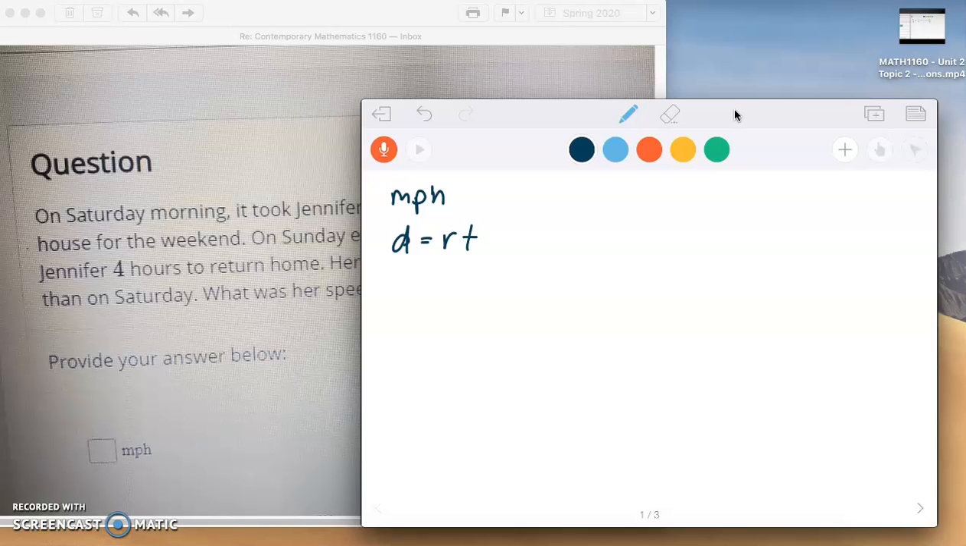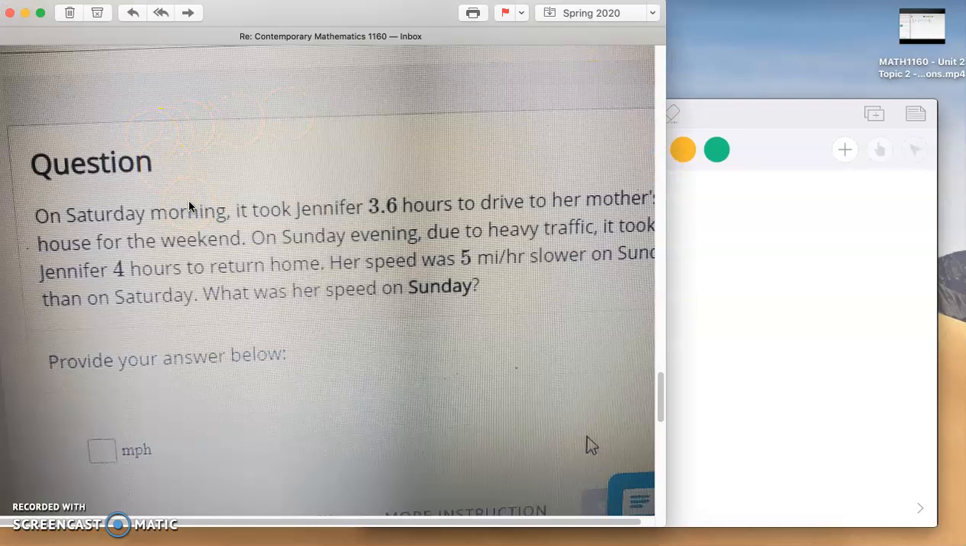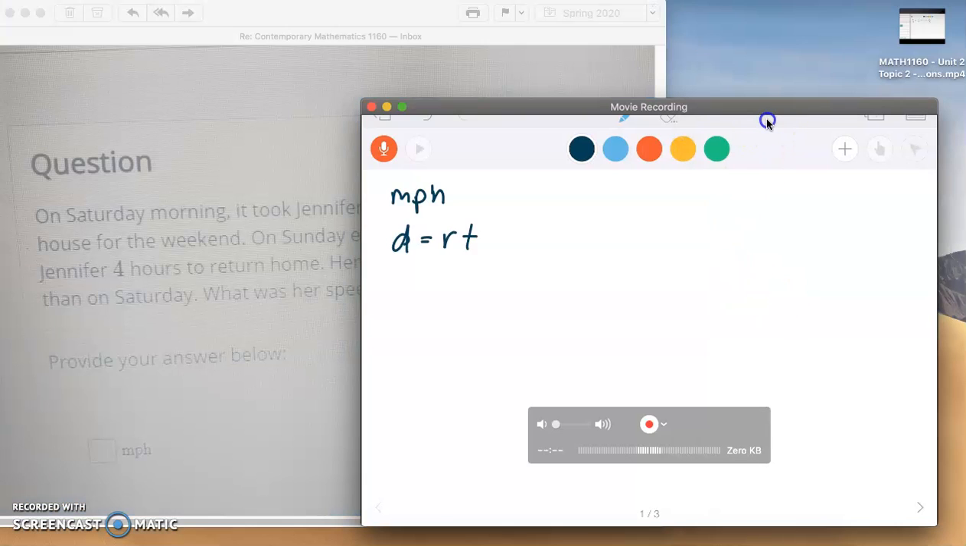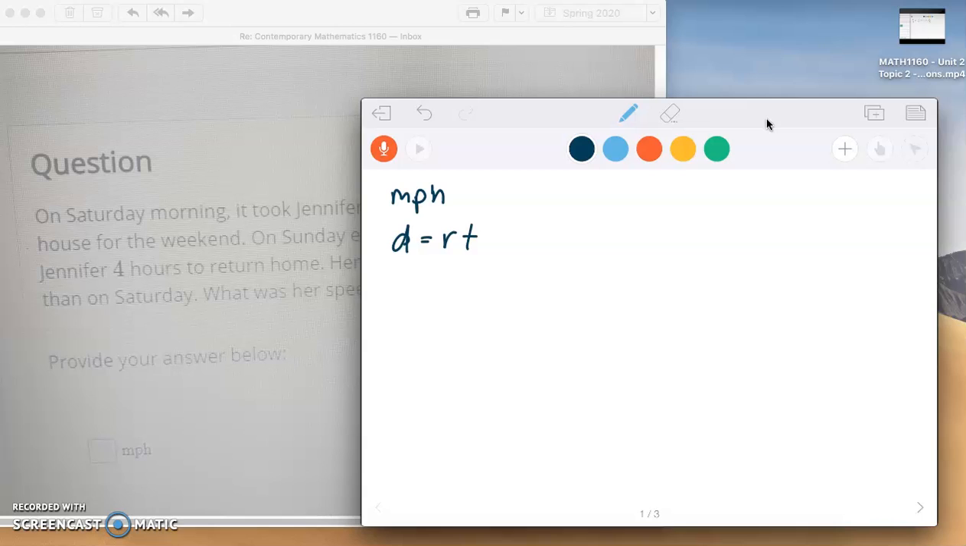And we know that the distance on, what are these days? Saturday and Sunday. So we know that the distance was the same, right? She didn't change her distance. So the distance from Saturday morning and the distance on Sunday evening are the same. It's just that the rate and the time changed.